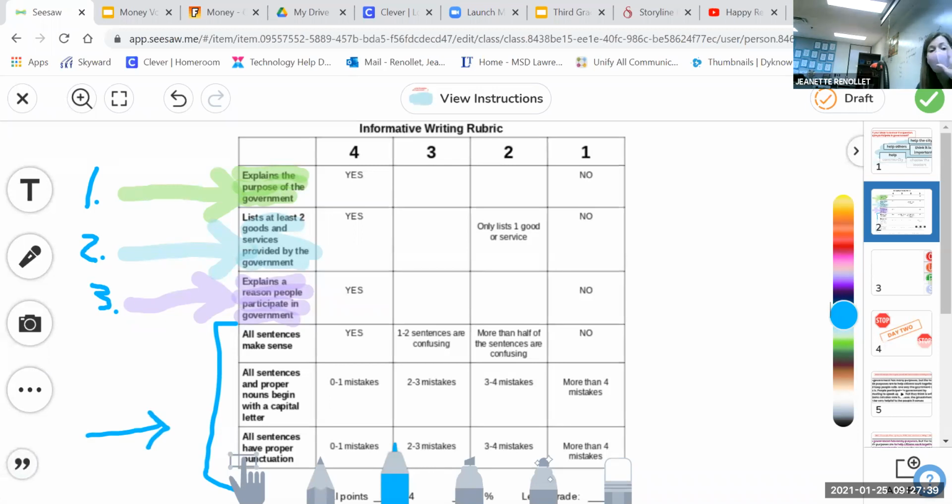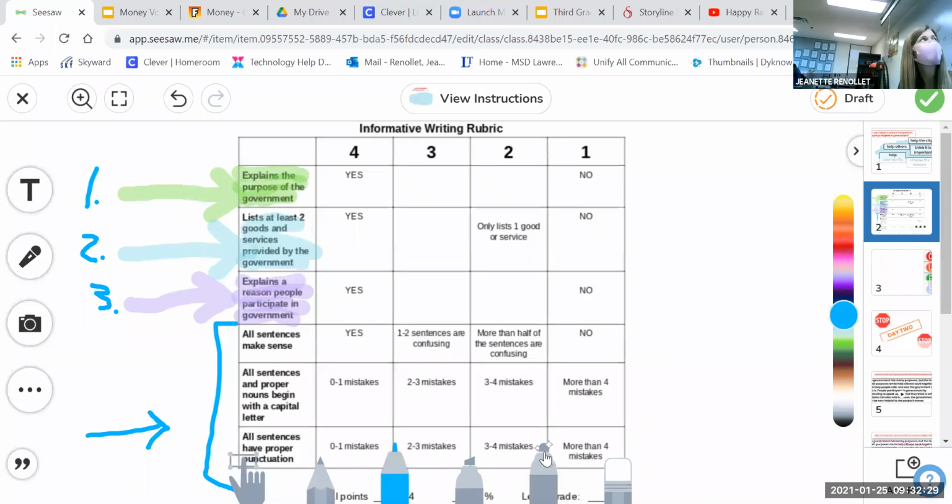We're going to take 5 minutes to go check our sentences to make sure they make sense, that they have capital letters at the beginning of every sentence, and that there's punctuation at the end of every sentence. 5 minutes to go check your writing. That's your work right now. You may begin.